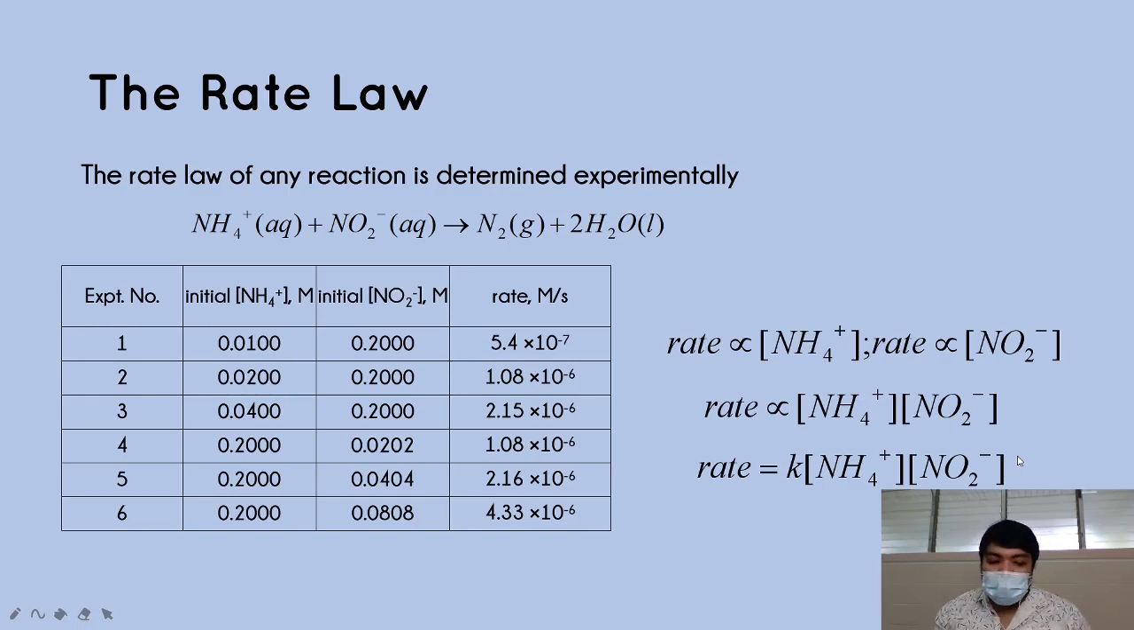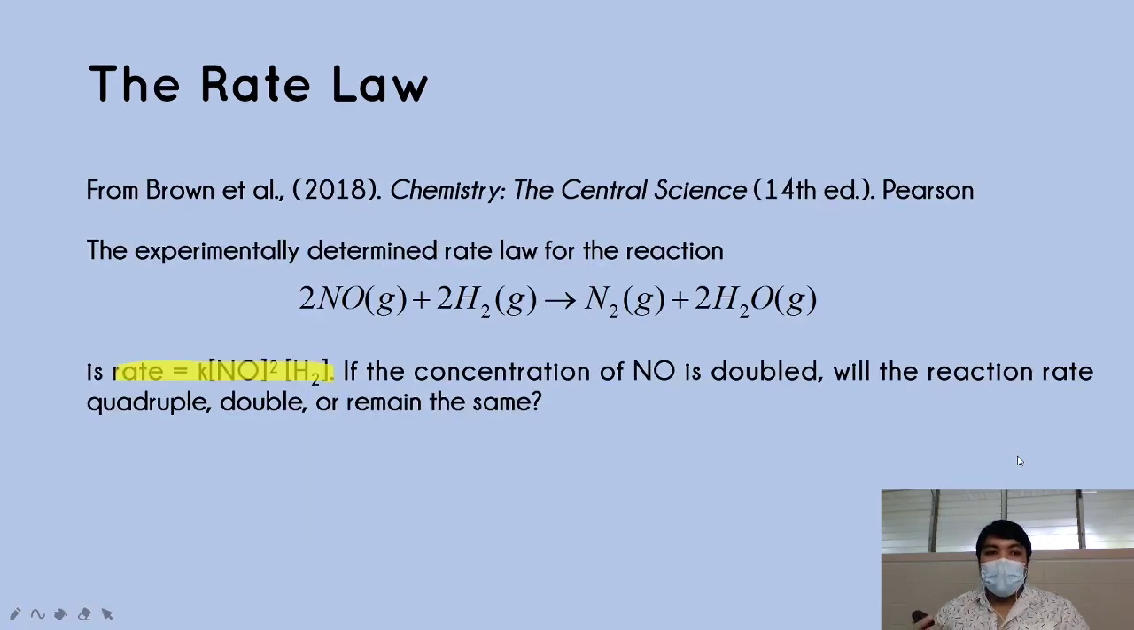Now let's put the knowledge that we have gained so far to the test. Now we have this reaction here, the reaction of nitrogen monoxide with hydrogen gas to form nitrogen gas and water. So the rate law is shown here. Now, if we double the concentration of nitrogen monoxide, what will happen to the rate? Will it quadruple, double, or remain the same?